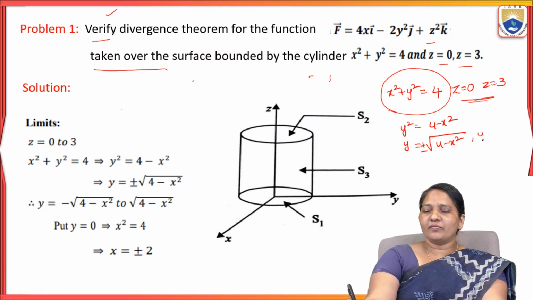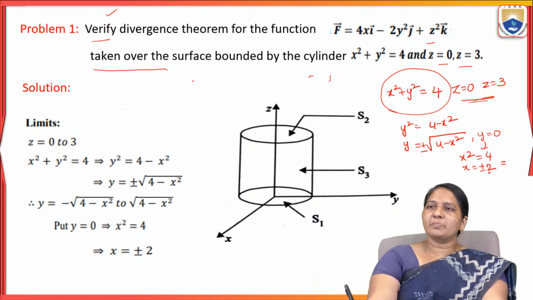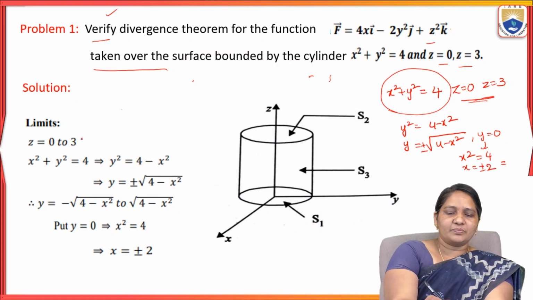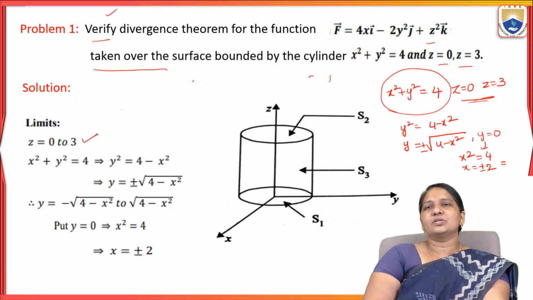When we put y equal to 0, then x square equal to 4. So x equal to plus or minus 2, root 4 is 2, right? So this is minus 2 to plus 2. We can observe here the z limits are 0 to 3.